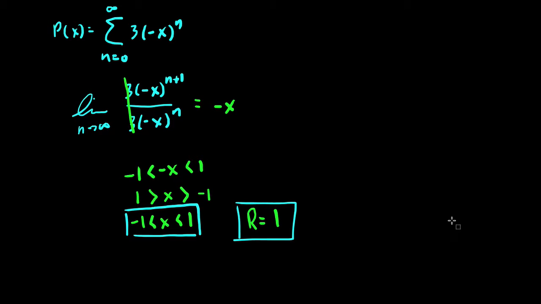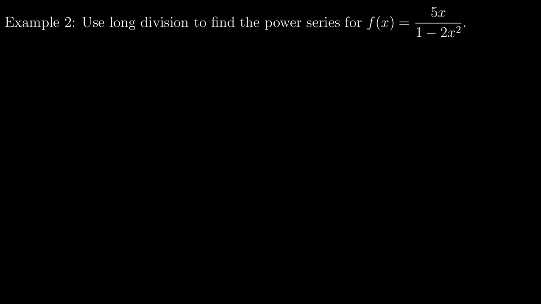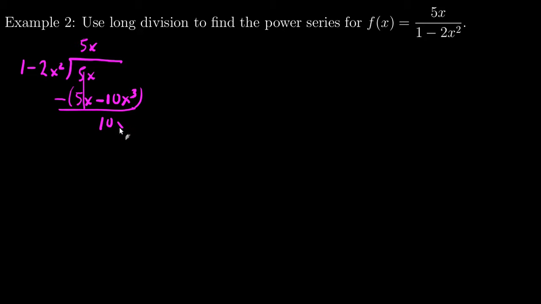Now let's look at another example, see how the same stuff happens. In this, use long division to find the power series for this. So I will divide, change back to purple, so I have a 1 minus 2x squared, and I have a 5x inside. So different, but not hard. 1 goes into 5x, 5x times. And I multiply through, and I get 5x minus 10x cubed. Subtract, 5x's cancel, I get a positive 10x cubed. 1 goes into 10x cubed times. Looks a little bit weirder.